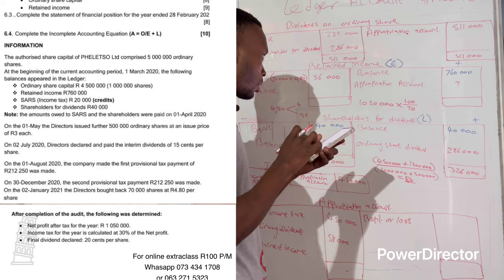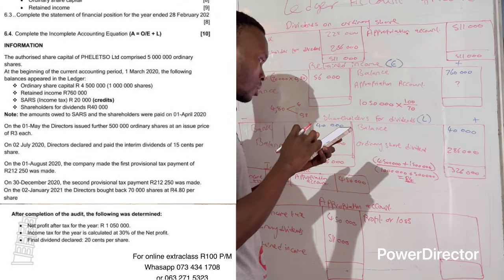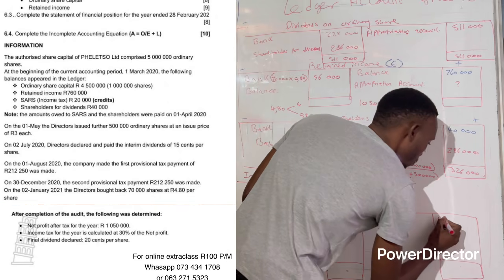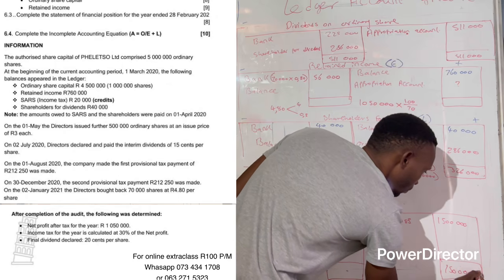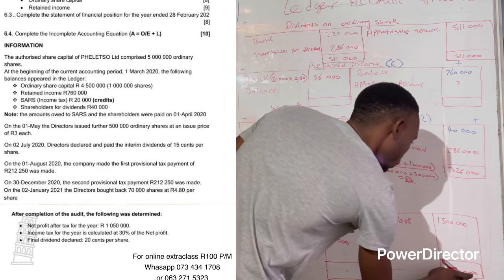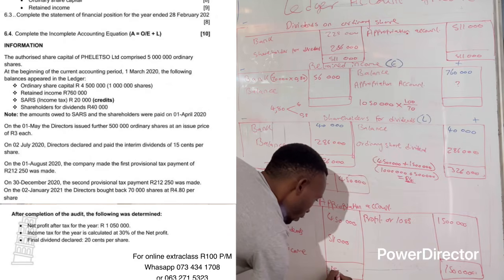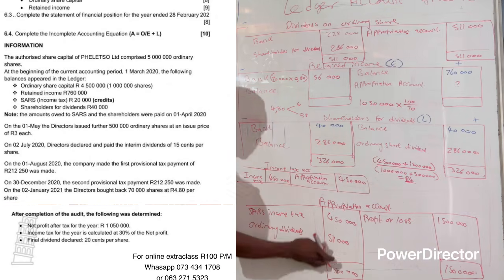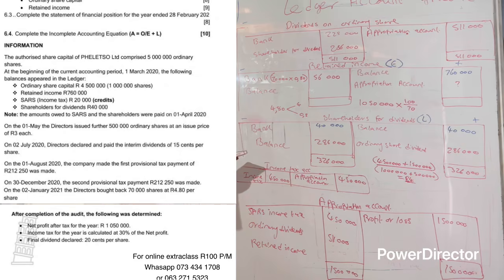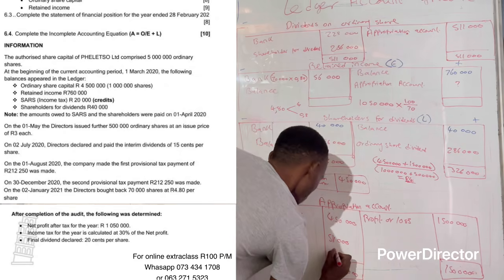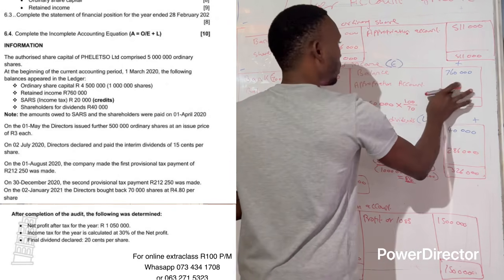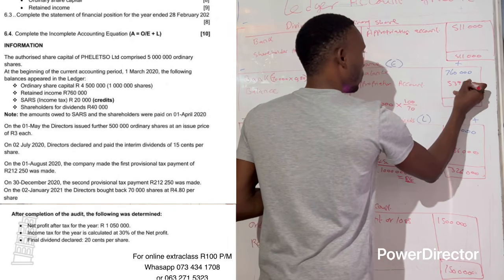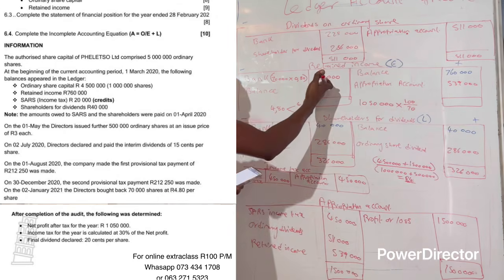1,050,000 multiplied by 100 divided by 70. It's going to give you 1.5 million. This minus this is going to give you retained income balancing figure of 539,000. This 539,000 is the one that we have to write here.